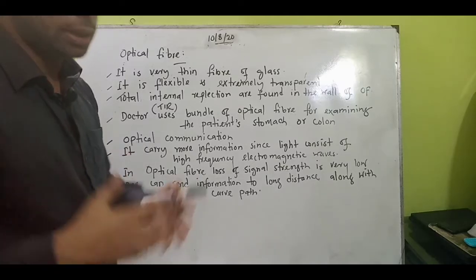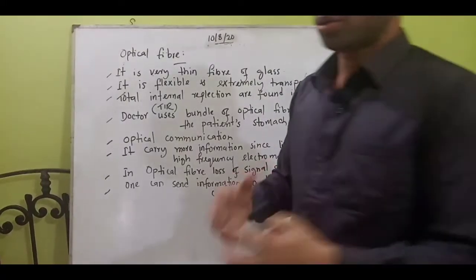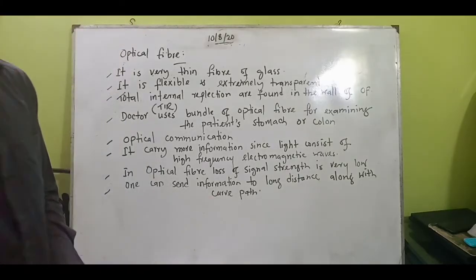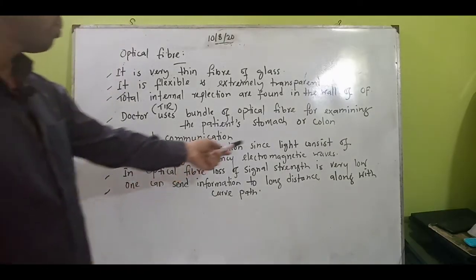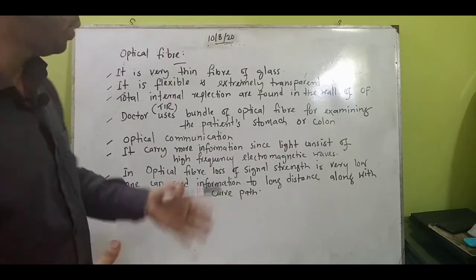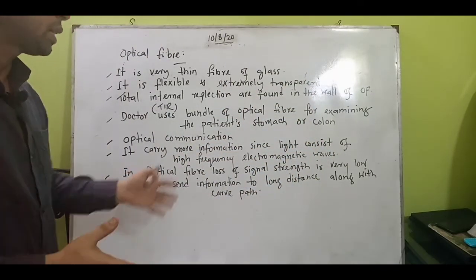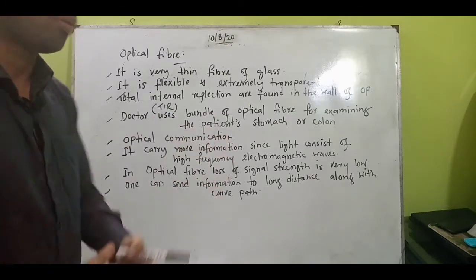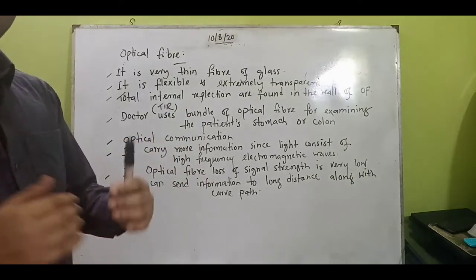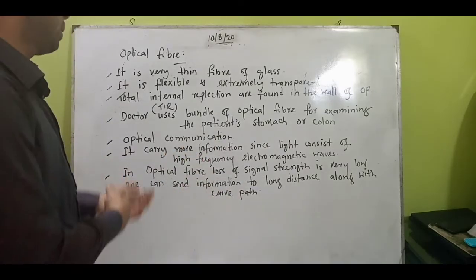Optical communication: since optical fiber carries light, optical communication can happen not only for the human body, it can happen in any outer surrounding environment. It carries more information since light consists of high frequency electromagnetic waves. We know light contains high frequency electromagnetic waves. Since light contains high frequency electromagnetic waves, optical fiber carries more information because it always carries light.